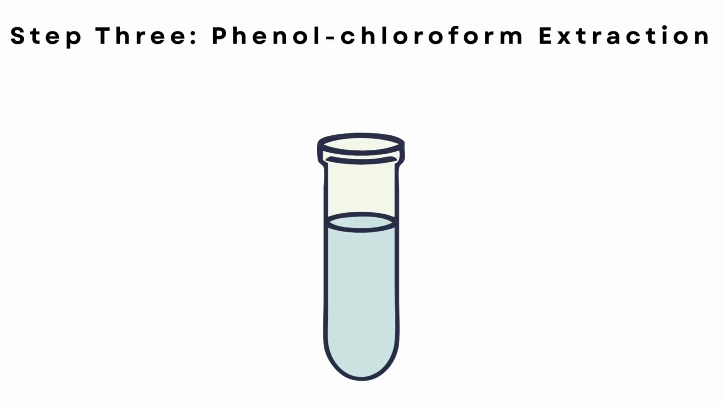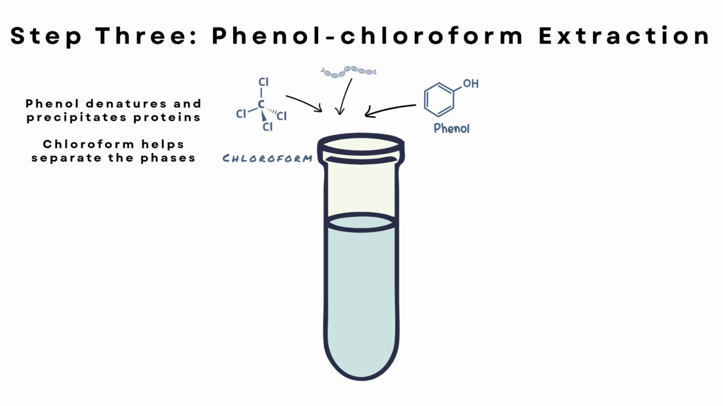The third step involves phenol-chloroform extraction. The DNA sample is mixed with phenol and chloroform. Phenol denatures and precipitates proteins, while chloroform helps separate the phases. After centrifugation, the mixture separates into 2 distinct layers based on density.